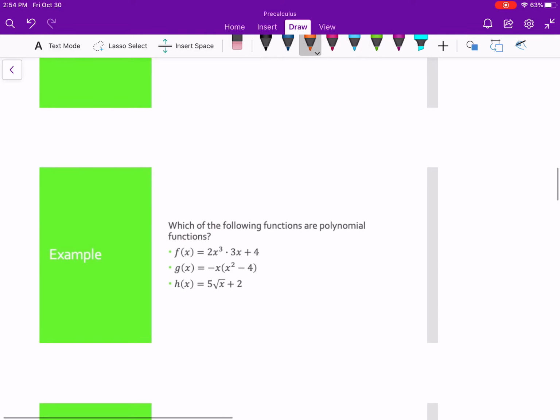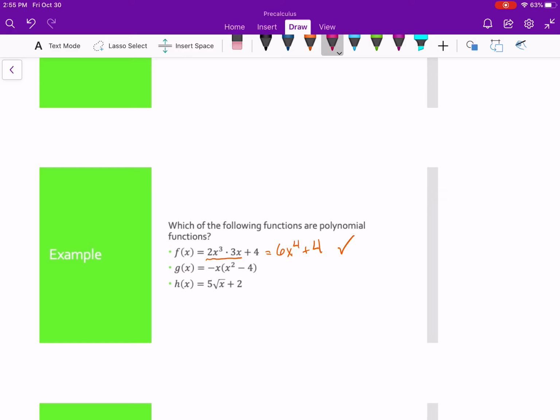So which of the functions are polynomial functions? Well, let's simplify this first one. 2x cubed times 3x plus 4. Well, I know I can do this multiplication to get 6x to the 4th plus 4. I don't see any variables in the denominator. I don't see any radicals. That exponent is a positive integer, so this one works out.